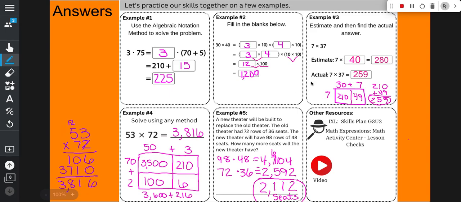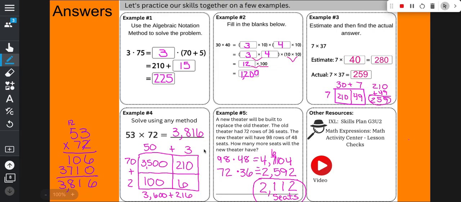On my next one, if we're going to estimate, our 7 stays a 7 because it's already a single digit. We round the 37 to 40. And 7 times 4 is 28 with the 1 zero from the 40. Then I need to actually solve it out, and I get 259. Now I can sit here and think, maybe that seems like it's far away, but I rounded my estimation up, so my estimation should be up from my actual answer, and it is by a bit.